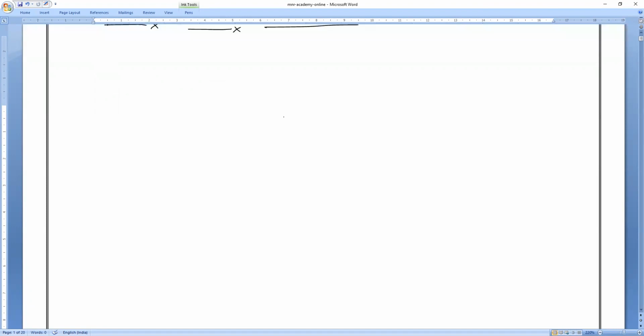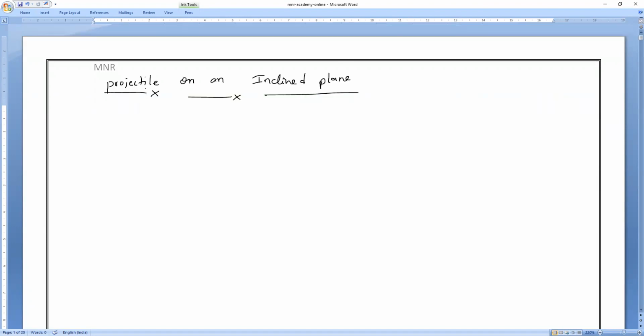Now, we all know projectile motion as well as inclined plane. An inclined plane means something which is not flat, which is having some inclination. That is what we call an inclined plane. Am I right, everybody? Yes, sir. So this is what we call an inclined plane. Am I right, all of you?